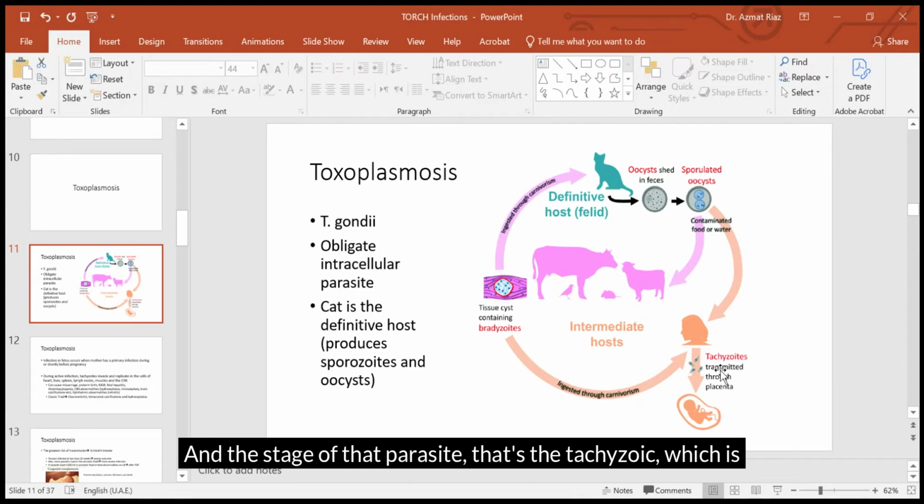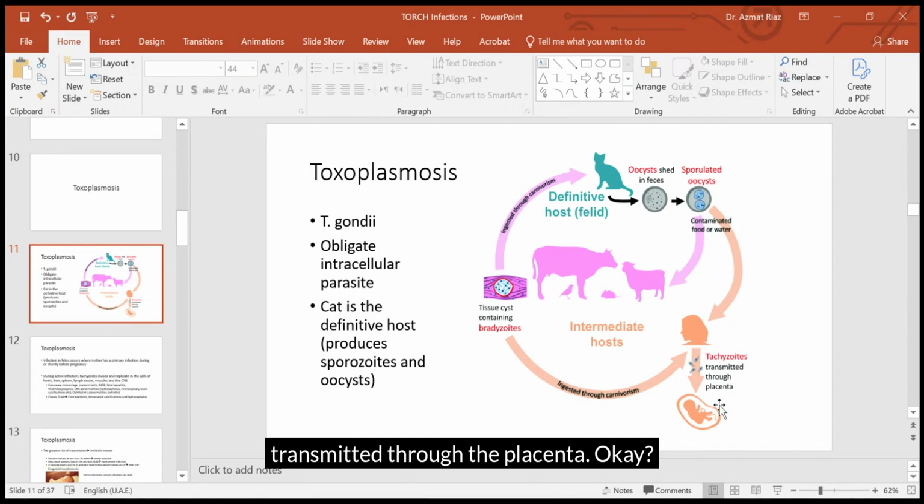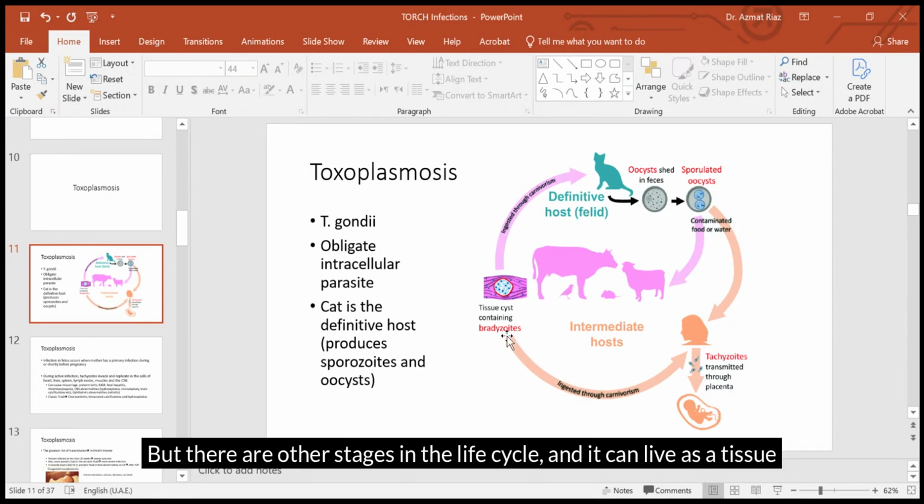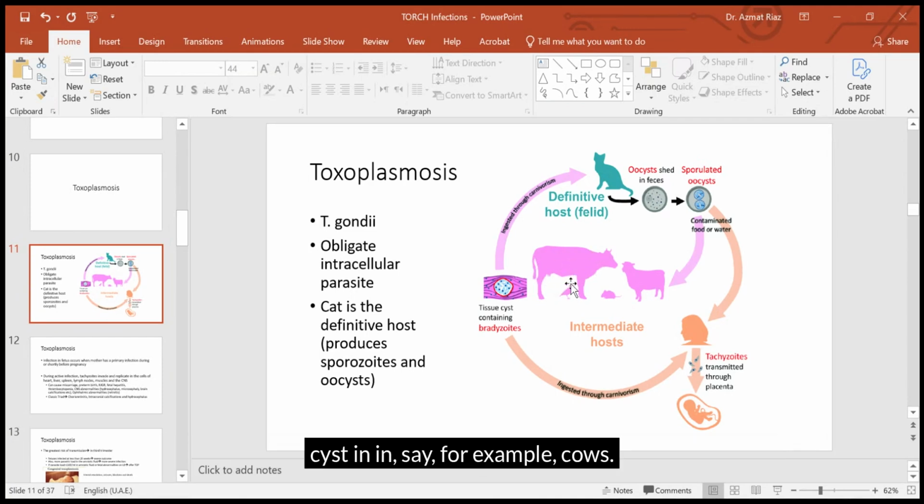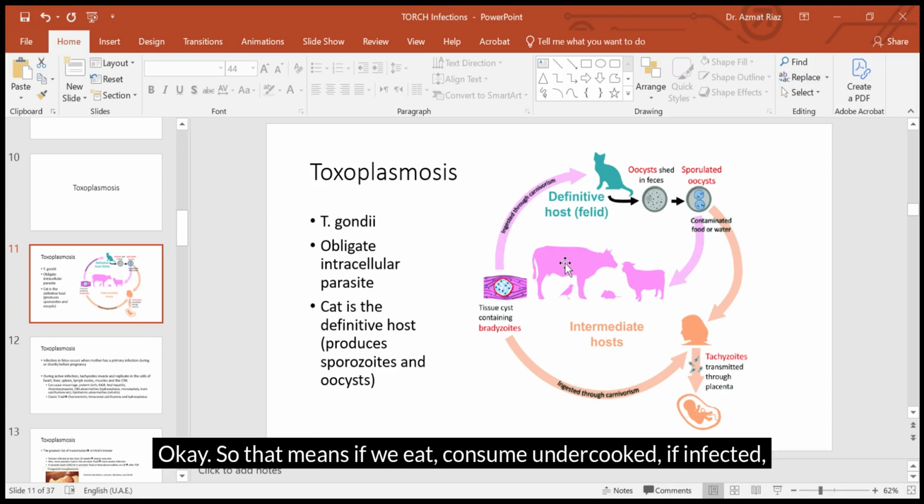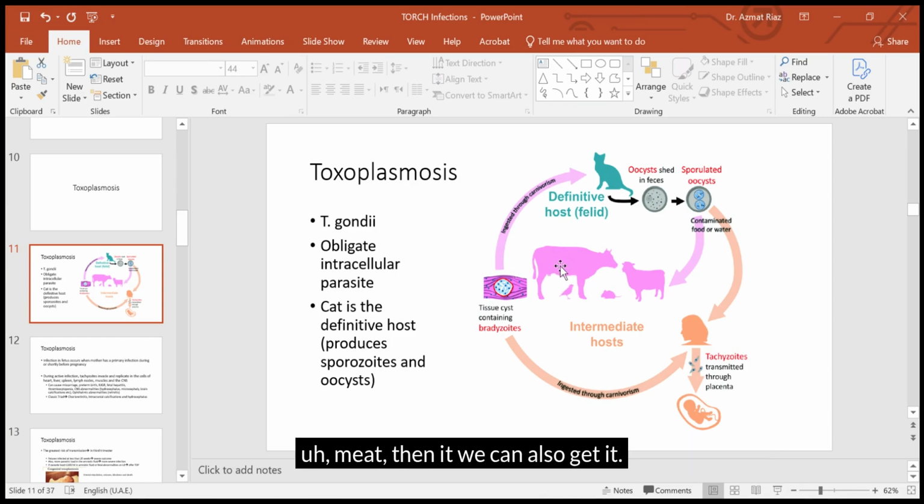And the stage of that parasite that is transmitted through the placenta is the tachyzoite. Okay, but there are other stages in the life cycle, and it can live as a tissue cyst in, for example, cows. So that means if we consume undercooked infected meat, then we can also get it. Toxoplasmosis is, I think, most common in France.